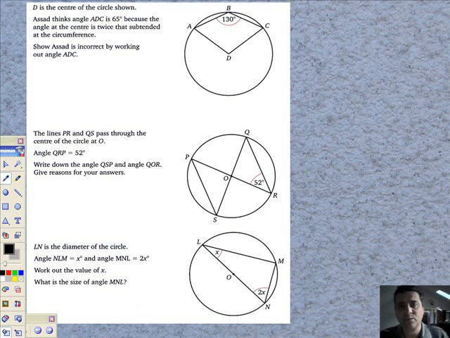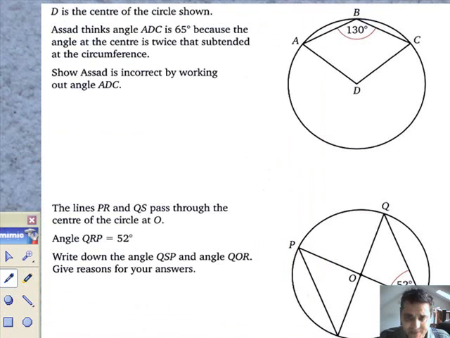Still staying with section 1, 11.1, page 167 onwards. These are now standalone questions, and here's question 4, rated at grade B. Not going to read it. Essentially, D is the centre of the circle, which is fine. This chap thinks that angle ADC is 65 degrees. That's a great big question mark there. Show that this guy is wrong by actually working out ADC.